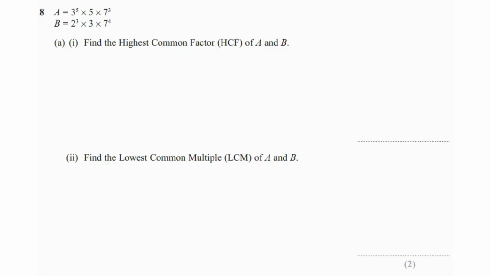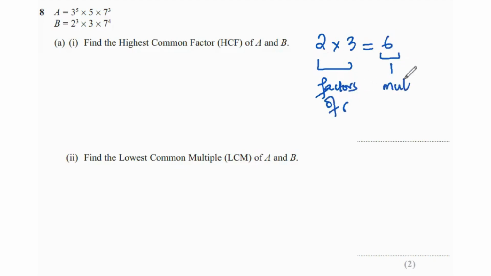So first thing you need to know is what is a factor? Factor is basically the number that you multiply to get a multiple. So for example, if we're doing 2 times 3 equals to 6. Now 2 and 3 are factors of 6, and 6 is a multiple of 2, 3, and 6 because it comes in the times table. So this is the difference between a factor and a multiple.